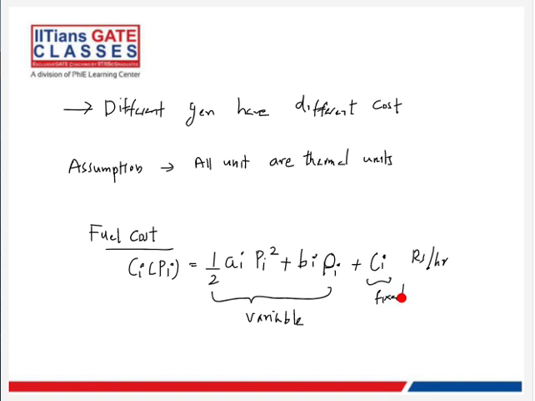So if we are looking at something like a nuclear power plant, this formula holds. But if you're looking at something like a hydroelectric power plant, this will be the major component and this will be the smaller component.